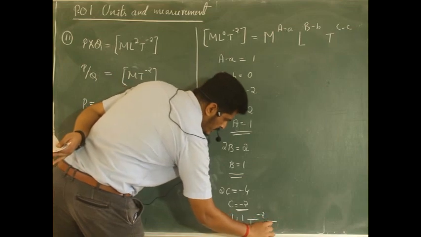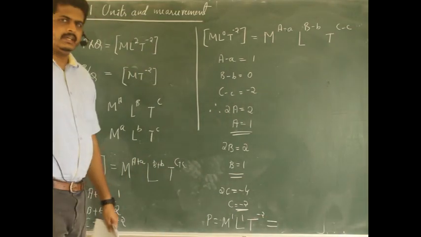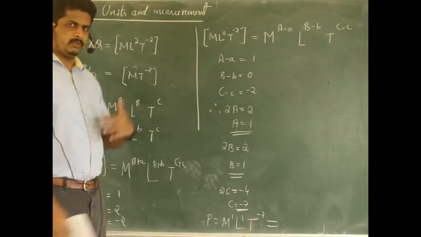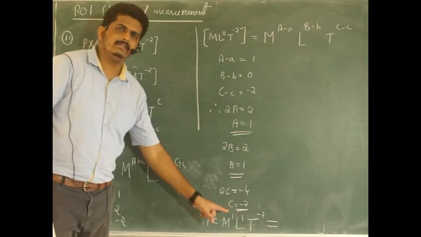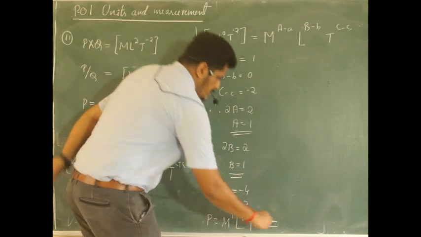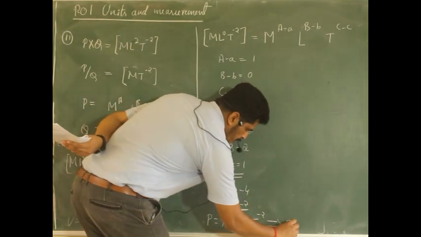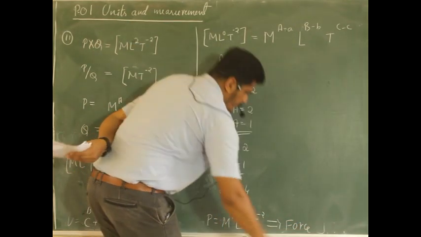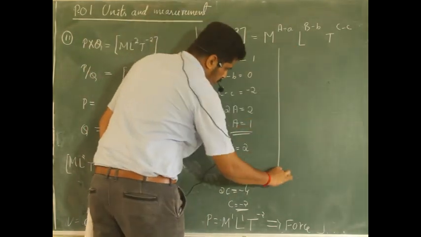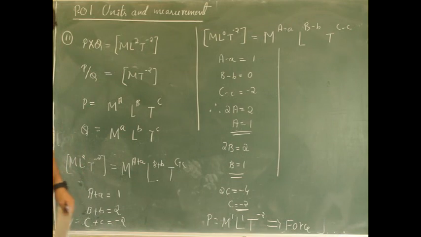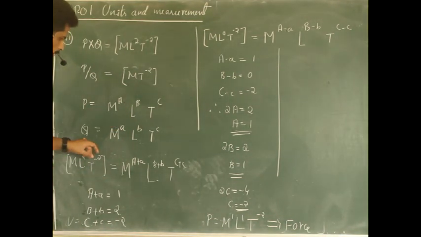So now you can see here, physical quantity P is equivalent to M L T minus 2. That means it is force. So this is actually equivalent to the dimensional formula of force. That is what we can understand from this. Now, whether it is finished? No, it is not, because we have one more, that is to find out what is Q.